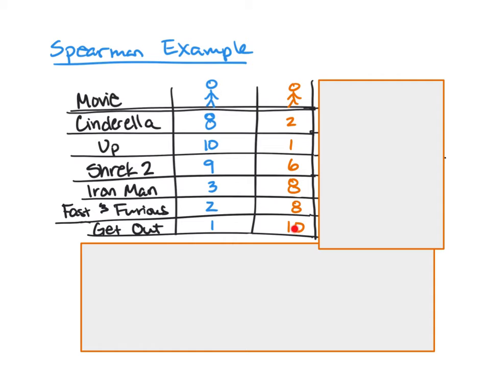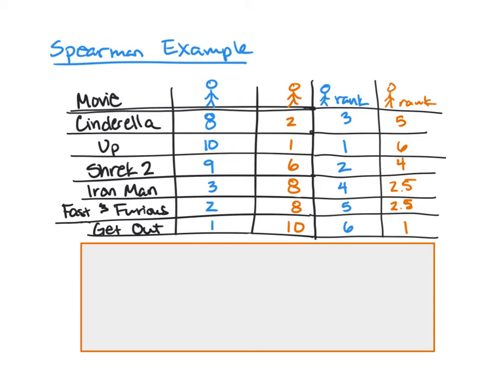What you need to do is actually rank them. Up is blue person's favorite movie, so they get a rank of 1. Shrek is the second one, so they get a 2, and you just keep going. You'll notice in the orange ranking I have a 2.5, and that's because they ranked Iron Man and Fast and the Furious both as 8. So you take the ranks 2 and 3 and average them. So they go 1, 2.5, 2.5, and 4. We just skip right to 4. These right here are the numbers you're going to use for Spearman.